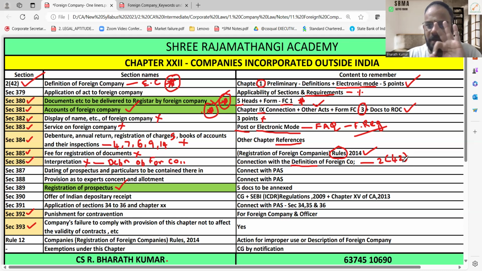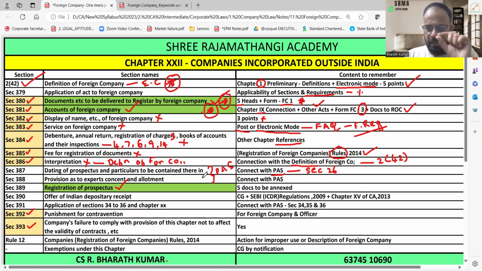Next, dating of prospectus and particulars to be contained therein. Prospectus means where you will study chapter number 3 of Companies Act, prospectus and allotment of securities. You would have already studied about section 26 and all. It should be dated, it should be signed, it should be with an expert statement. All that you make it thorough. You go there immediately, go and study, which I have already covered enormously well. That if you cover, it is going to be applicable for foreign company as well.